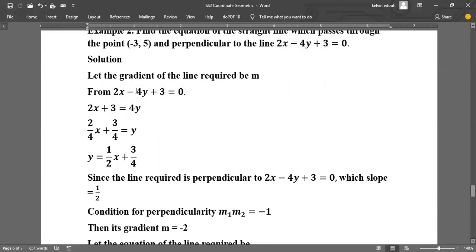So let's take that equation. Bring the equation given to you, simplify it, make y the subject of the formula. If you do that, you're going to have this. Look at this equation, just simplify it. So if you simplify, you have y equals to this. From this place, we discover that the gradient of the line given to us is what? 1 over 2. Since the line required is perpendicular to this, whose slope is 1 over 2.